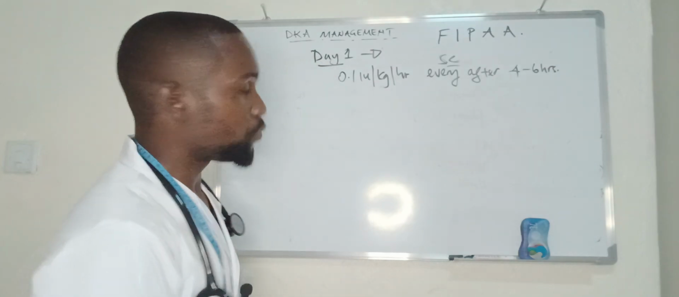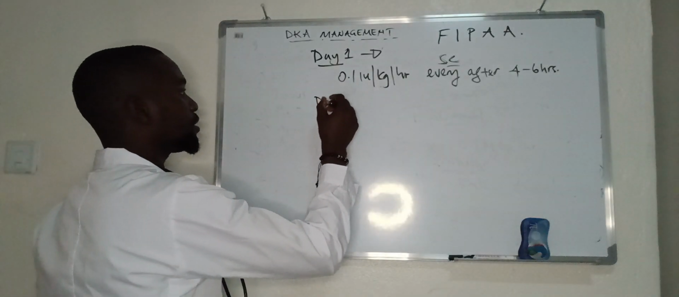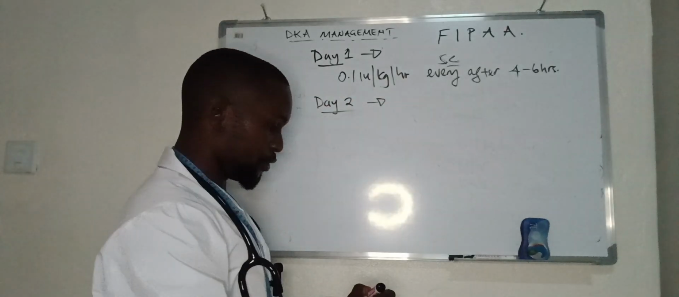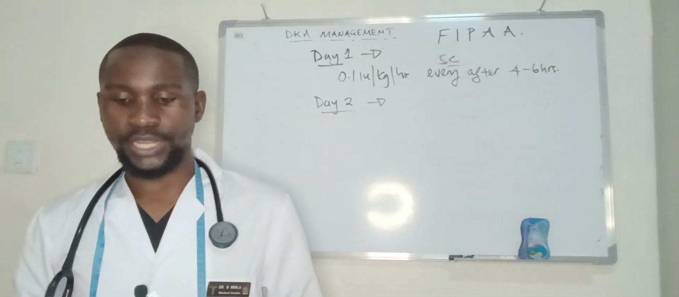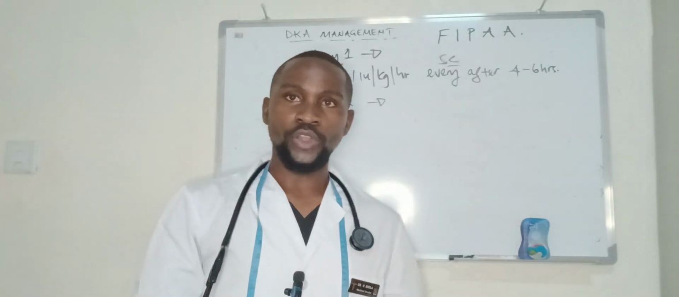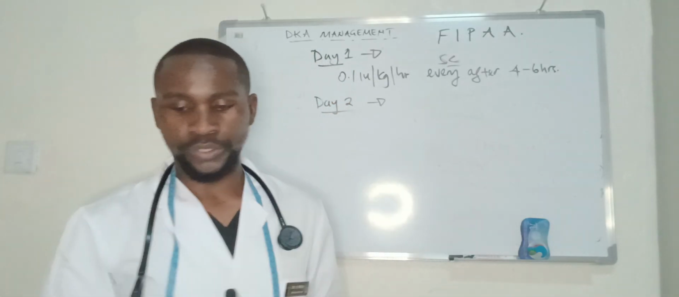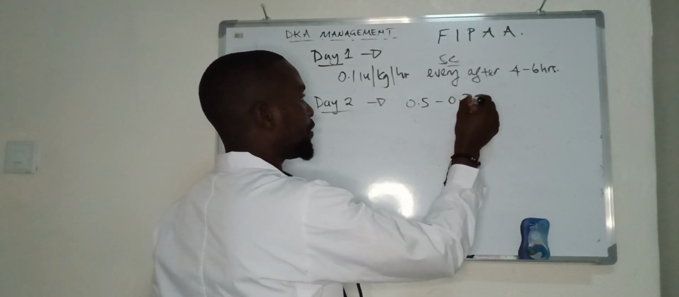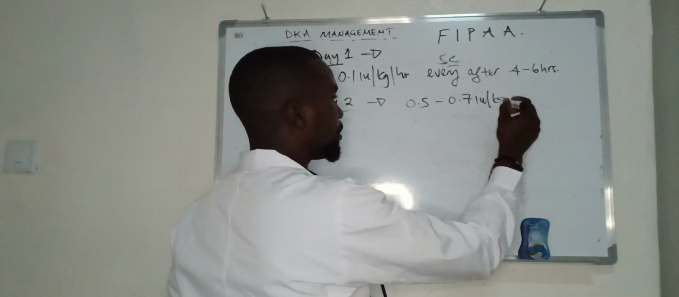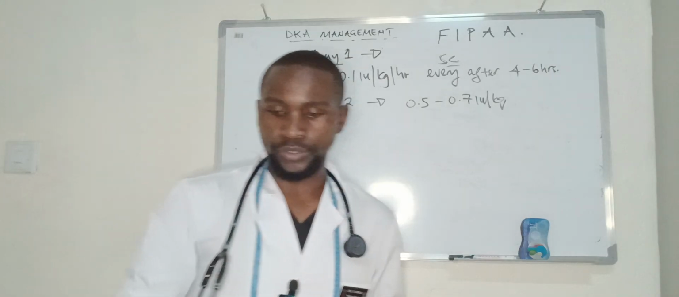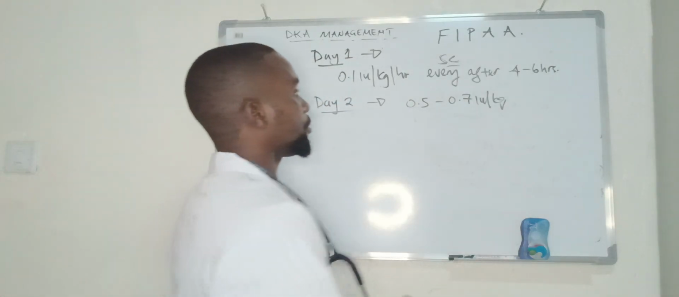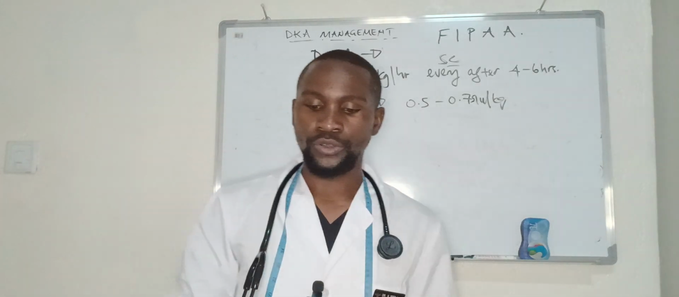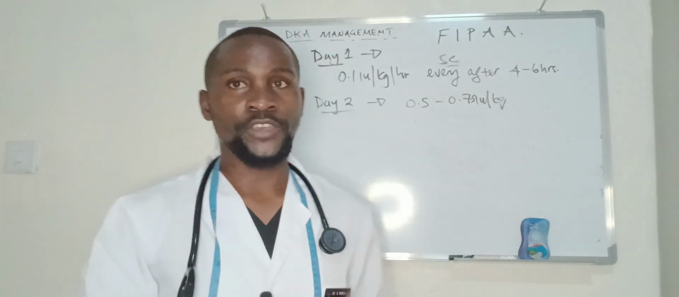Okay, day 2. This is where you are going to start the proper administration. You start on your daily dose, the morning and the evening dose. The dosage is 0.5 to 0.75 international units per kg. That is the amount of insulin you are going to give. So 2 injections per day are given.